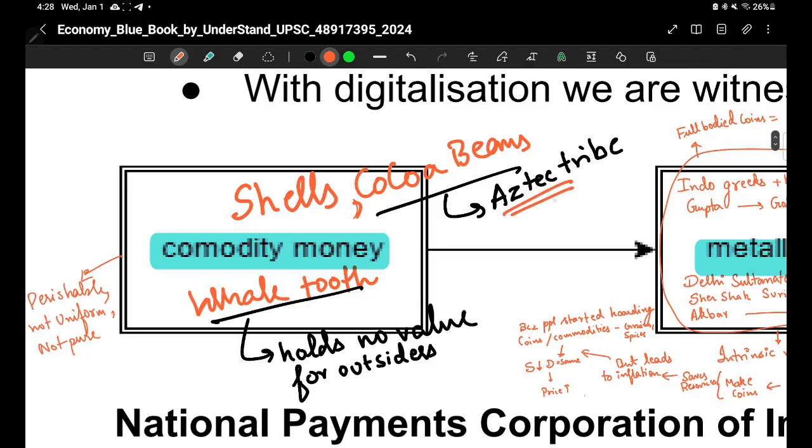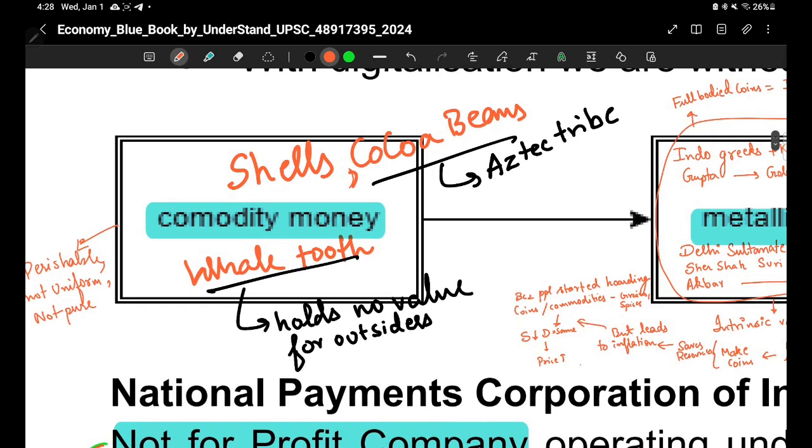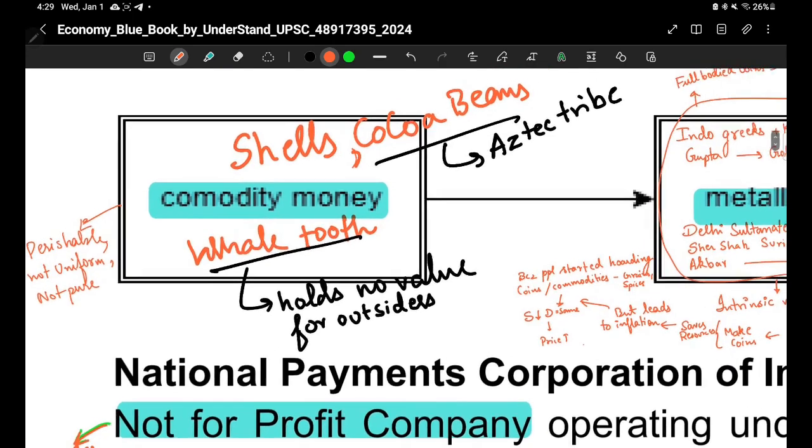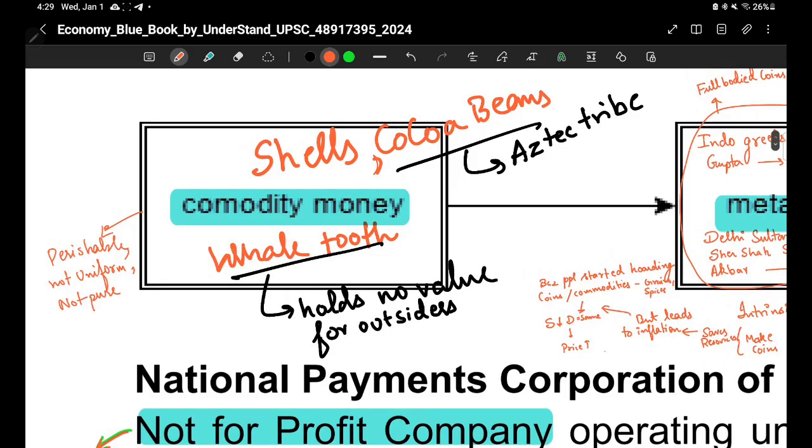Cocoa beans were used by the Aztec tribe. Tell me your homework: the Aztec tribe is from which country? Then whale tooth: if a particular region gets whale tooth, only in that region it will be famous. But for foreigners, it has no value. If foreigners get these whale teeth and want to do any transaction, it has no value to them. So these are the limitations of commodity money. And they are also perishable. Cocoa beans are perishable, they are not uniform, they are not pure.